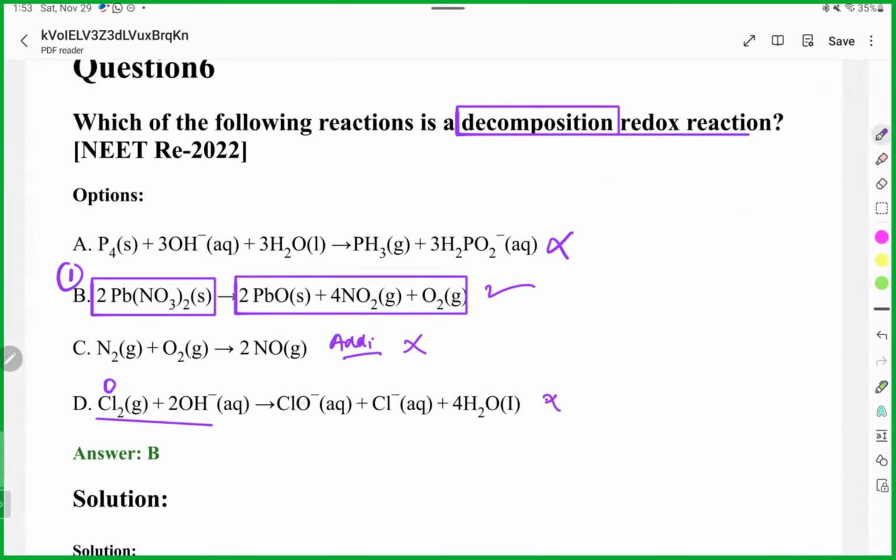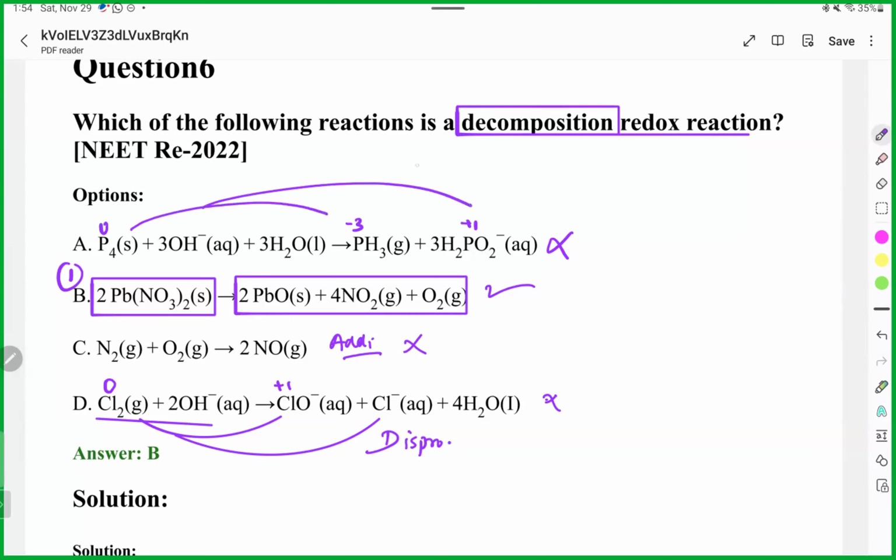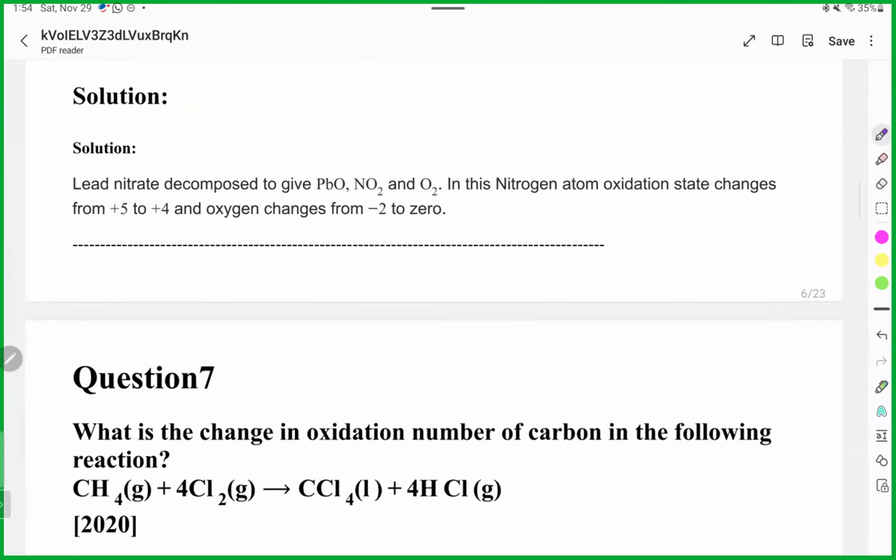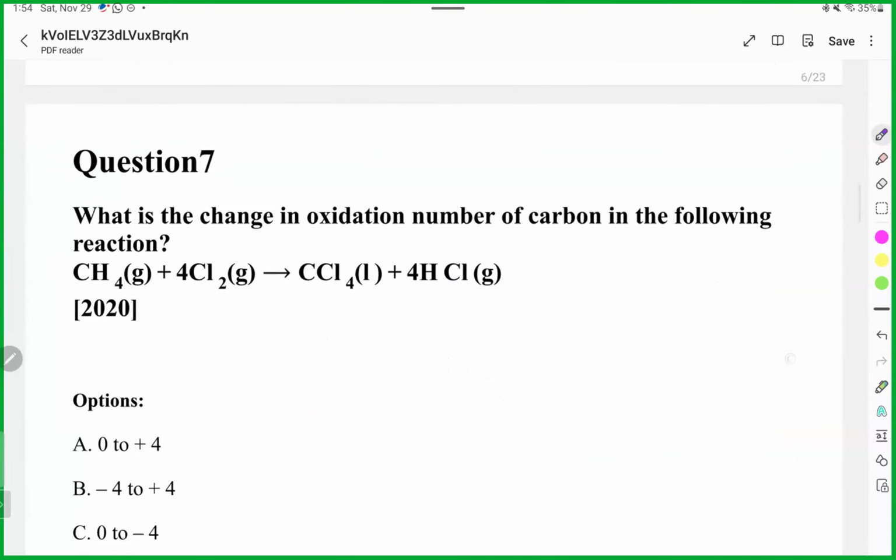Chlorine will have 0 here, +1 here, -1 here. Yes, this is disproportionation: chlorine undergoes oxidation and reduction at the same time. Here phosphorus is 0, here phosphorus is -3, here +1. So this is also disproportionation, both oxidation and reduction. Understood?